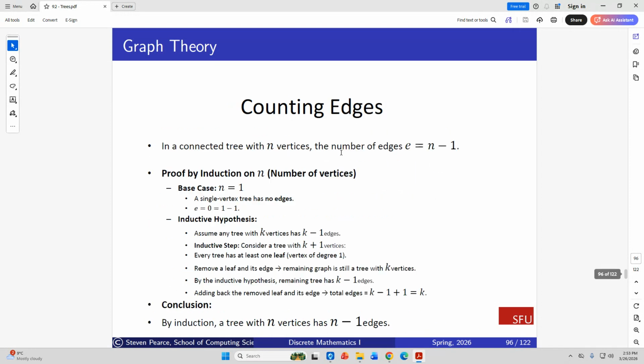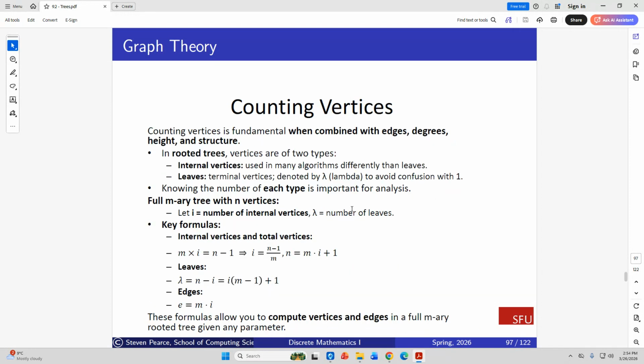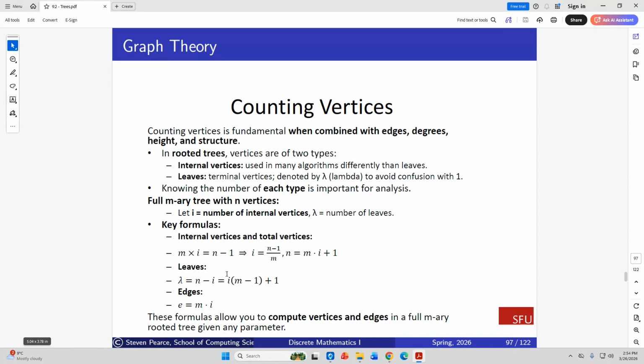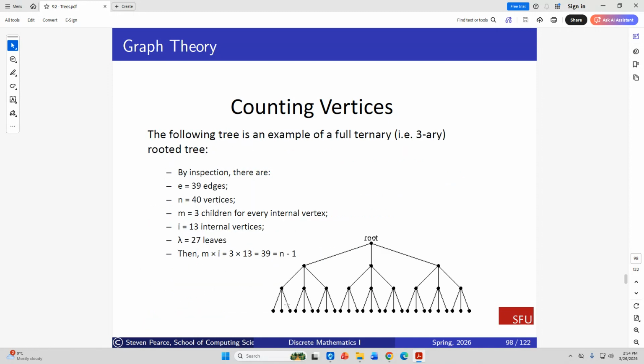Okay, that's useful. So counting edges, counting vertices, know how to do that, know what that's all about. It's that simple. So by inspection, we could look at those formulas. By inspection, there are 39 edges, 40 vertices, three children for every internal vertex, 13 internal vertices, 27 leaves. So when we plug it in, m times I equals 3 times 13 equals 39, which is n minus 1, 40 minus 1. So the whole thing's consistent. And so you can see this is a full trinary tree, okay? It's a branching factor of 3. Every node has it except the leaves.